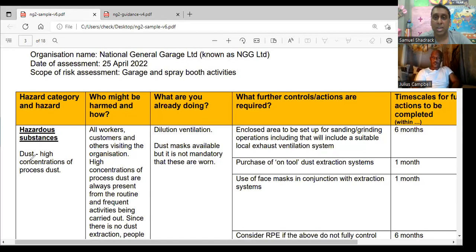Let me walk you through it. Once you choose the category, you have to put your example. This is your example of that category. All of you here would probably choose hazardous substance, but the example of it in your company will be different. So once you choose the category, you have to give your example of it in the workplace. Remember, this is a garage and spray booth activity. So they say dust, high concentration of processed dust is in the air.